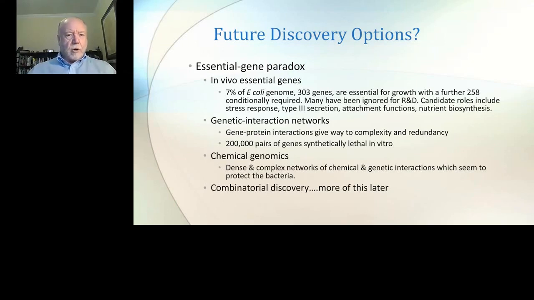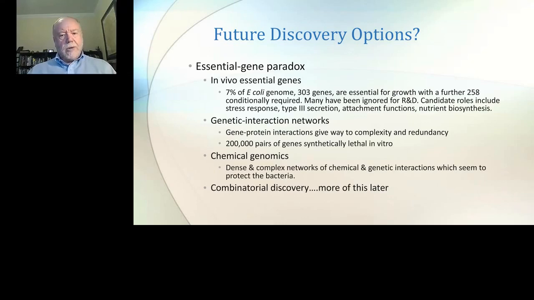Future discovery options. There's a variety of ways in which we could tackle this. I could speak for way too long about this topic, but I think there are three components here that I think are particularly important. There's this essential gene paradox, whereby we know that just a small proportion of the genome of E. coli, which is around 300 genes, are critical for growth.